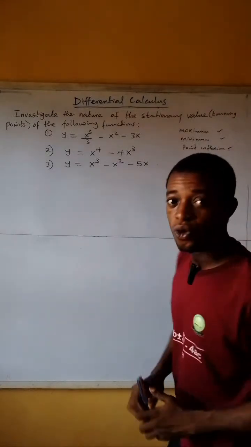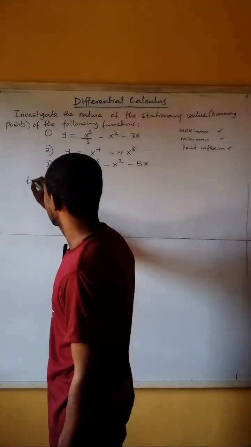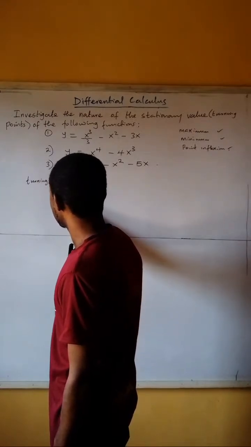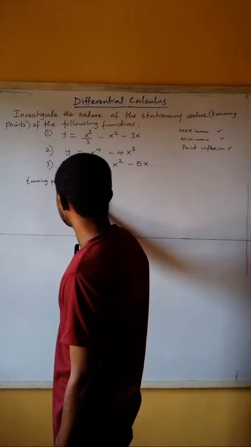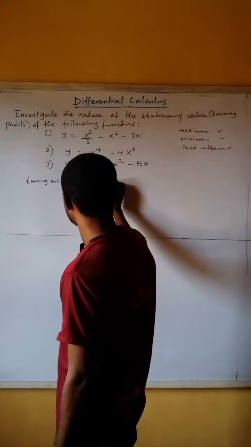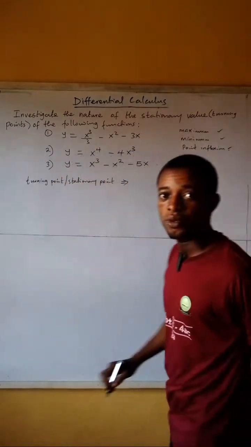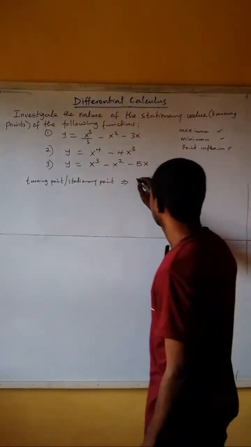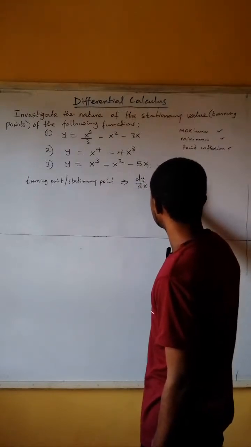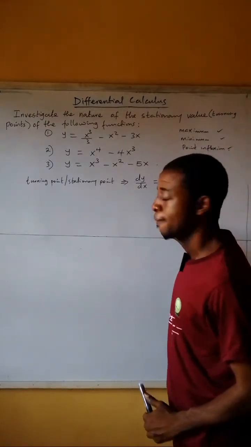Now, there is something called turning points or stationary points. So at a turning point or at a stationary point, we should understand that dy/dx here will be equal to 0. That is, we have dy/dx equals 0 at a turning point. So that's the first thing to identify here.